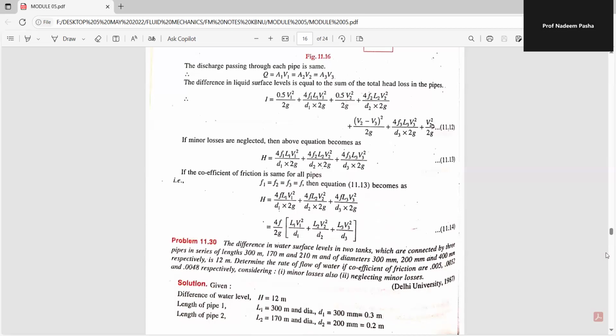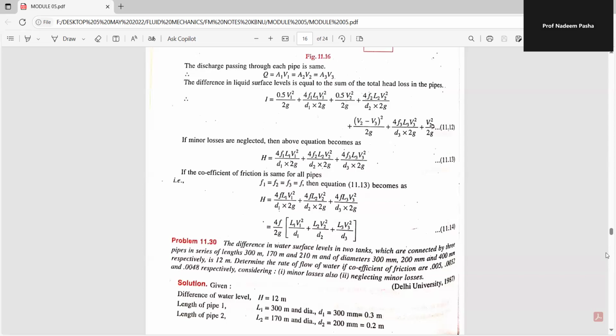So if you substitute, H becomes 4F L1 V1 square by D1 into 2g, plus 4F L2 V2 square by D2 into 2g, plus 4F L3 V3 square by D3 into 2g. So 4F by 2g can be taken out. H is equal to 4F by 2g times L1 V1 square by D1 plus L2 V2 square by D2 plus L3 V3 square by D3. This is the final equation for loss of head due to friction when the pipes are connected in series. Now we will solve a problem on this.